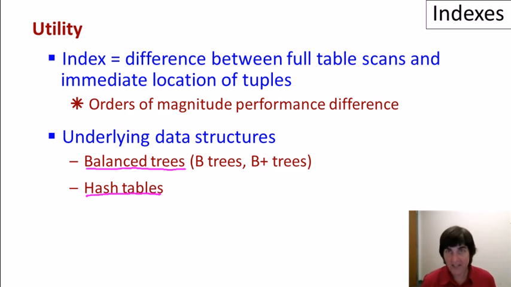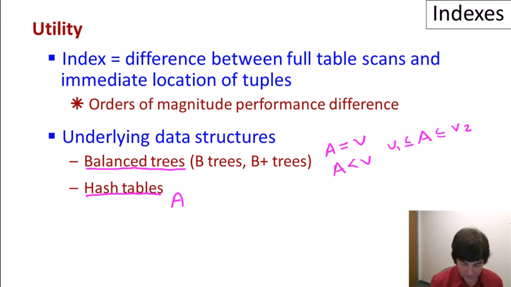Now, balanced tree indexes can be used to help with conditions of the form attribute equals value. They can also be used for attribute less than value, for attribute between two values, and so on, as we've shown earlier. Hash tables, on the other hand, can only be used for equality conditions, so only attribute equal value. And if you're familiar with these structures, you'll know why there's the limitation on hash tables. So balanced tree indexes are certainly more flexible.